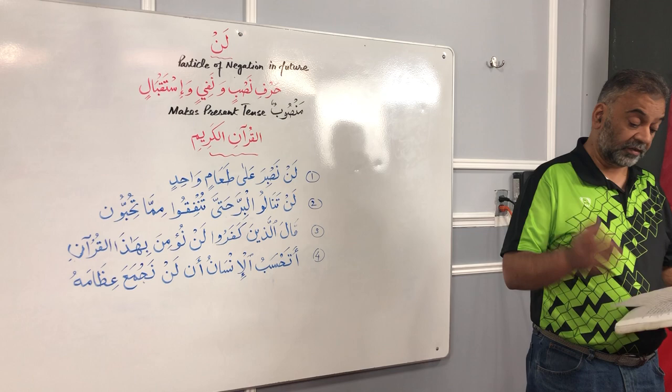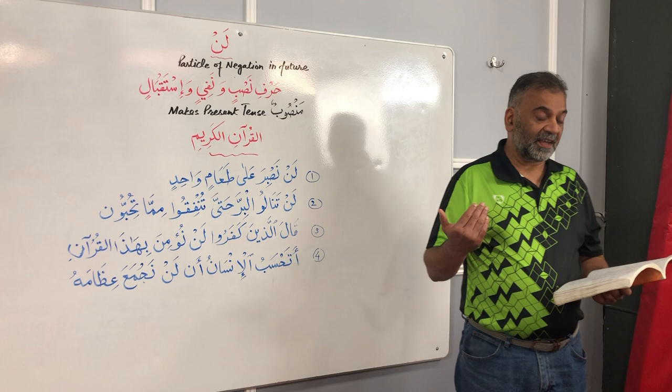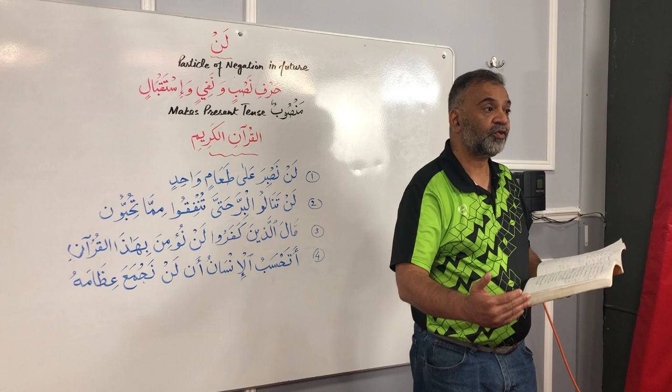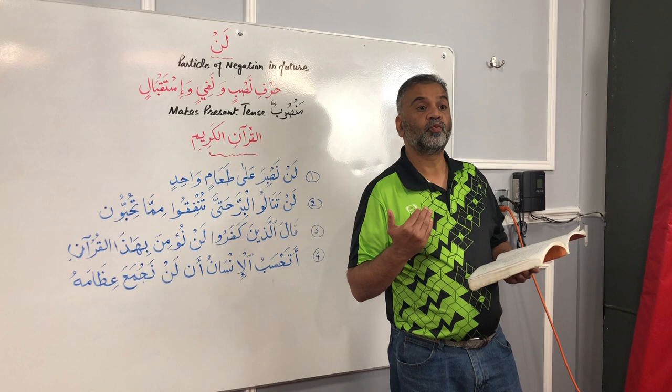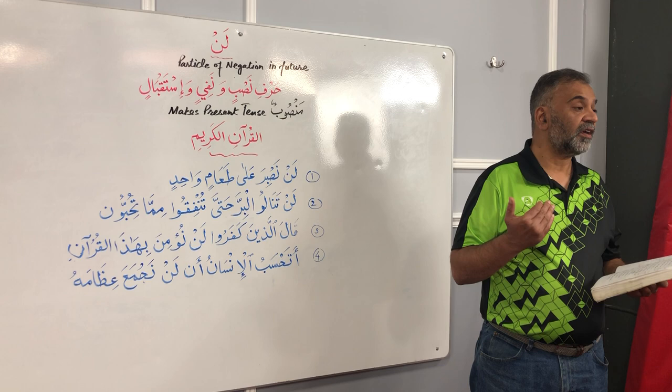Exercise number four. Now this is good practice for exercise number four. Here Dr. Saab is telling us how to negate something in madi form, how to negate something in present, and how to negate something in future. So let's ponder upon these three statements. Number one, zahabtu ila suki amsi, I went to the market yesterday. Ghadan means tomorrow and amsi means yesterday.